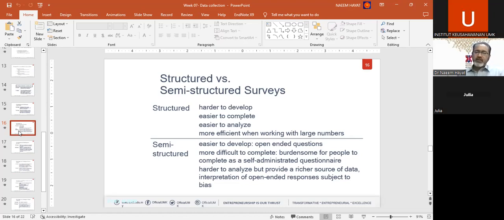So it means there is a contrast between structured and semi-structured surveys. Structured surveys are difficult to develop. Semi-structured ones are easy to develop. Easy to complete and analyze for the structured survey, but not that easy to complete and analyze in a semi-structured survey. More efficiency and a larger sample may be connected with the structured survey, but in the semi-structured it's quite problematic to connect, as people find it difficult to answer and the open-ended answers provided by the respondent may be subject to bias.